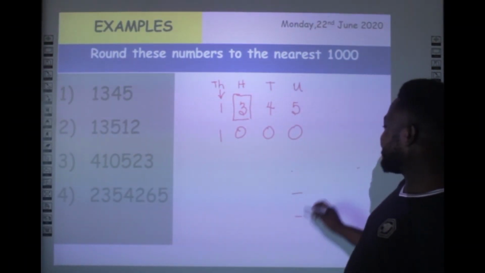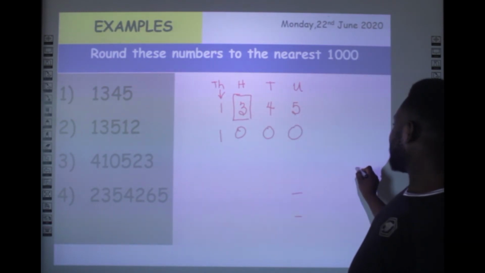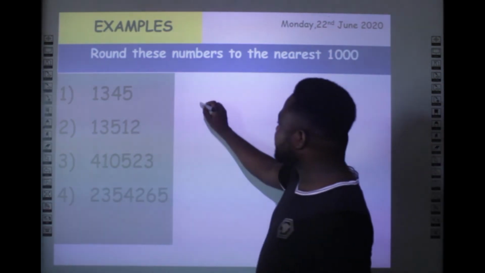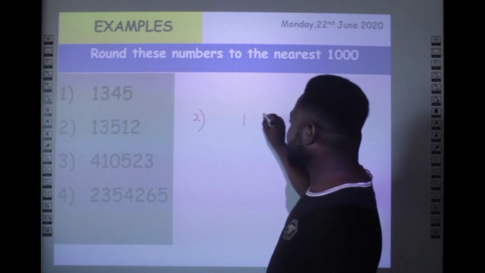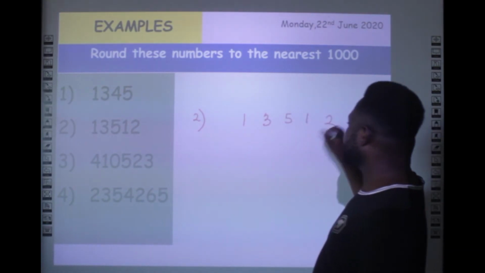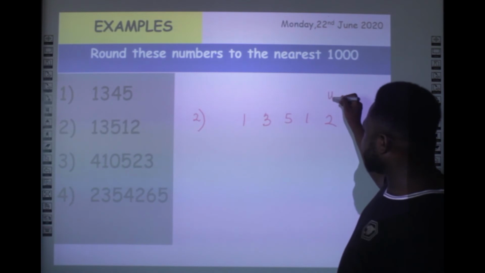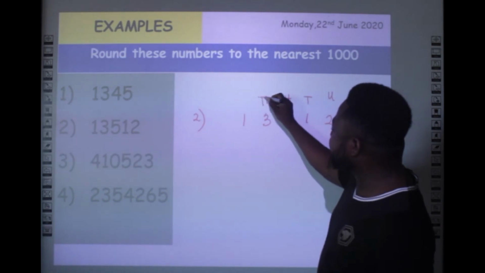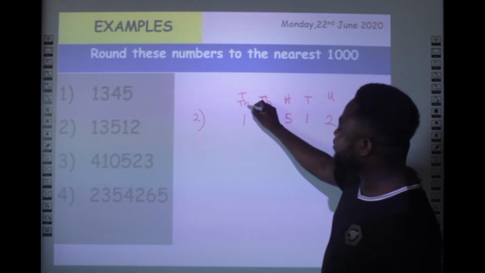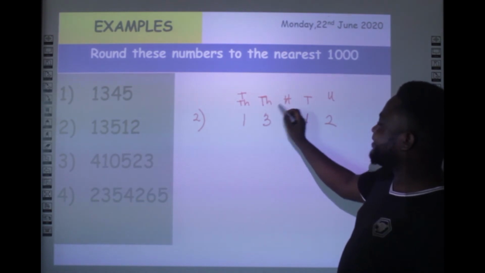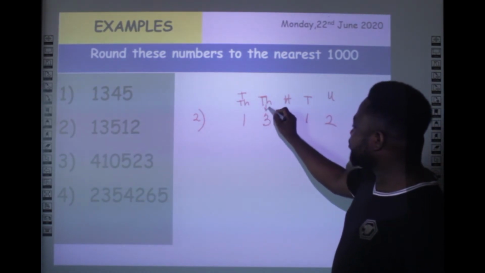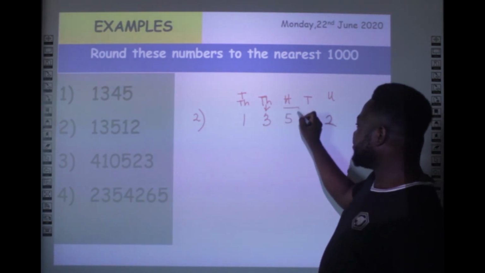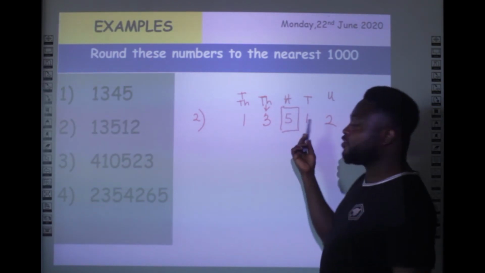Now let's look at the second example. The second example is 1, 3, 5, 1, 2. You write the place value. These are units, this is 10, this is 100, this is 1,000, this is 10 thousands. Since it's to the nearest 1,000, this is our target digit. So I'm going to write this here. Now look at the digit to the right of the target digit. This is it. You observe that it's up to 5, right?